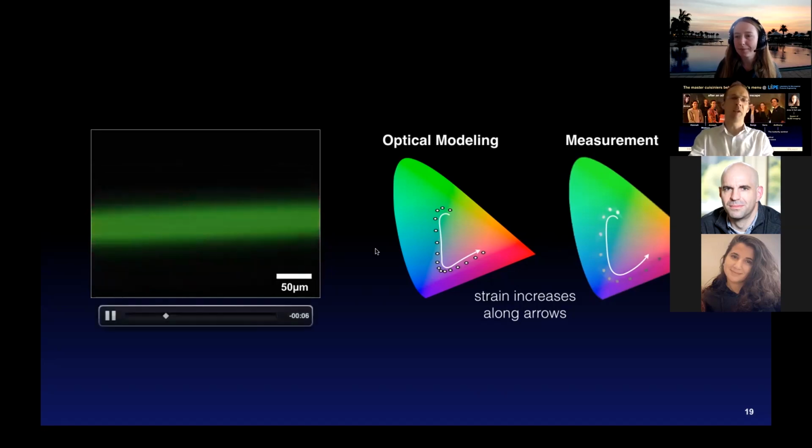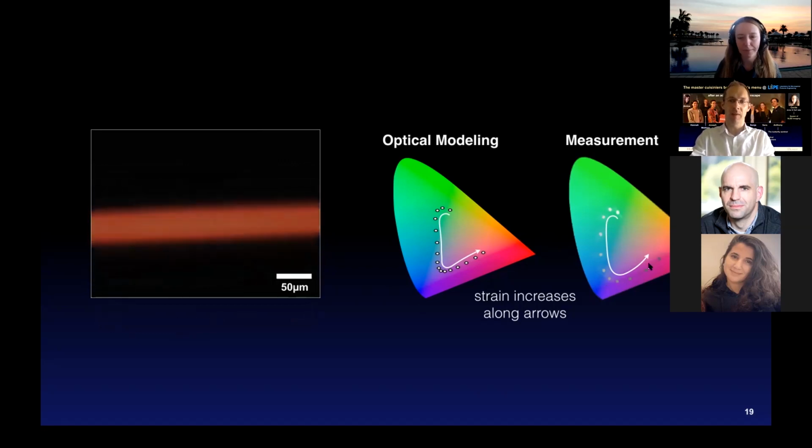And you can see the optical modeling data in the center, or in this part of the image that I'm showing from a pointer. And here you can see a fiber that Joseph has conceived after the model. And that matches very closely. So we can really control this and design these fibers according to the color trajectories that we want to have. In this case, it goes from green to red as you strain it.